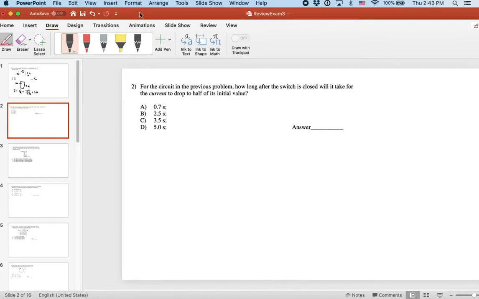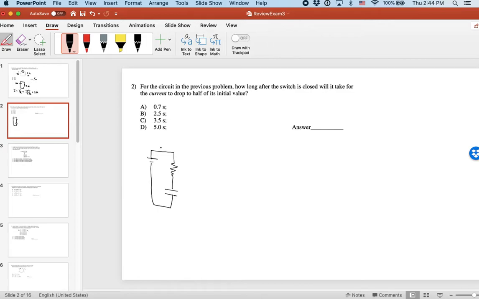Okay, in this problem, we're still talking about that circuit from the last problem, and so that looked like this. And now we're assuming that this has been connected, so I took the switch out and just made it a wire, and it said, how long after the switch is closed will it take for the current to drop to half of its maximum value?